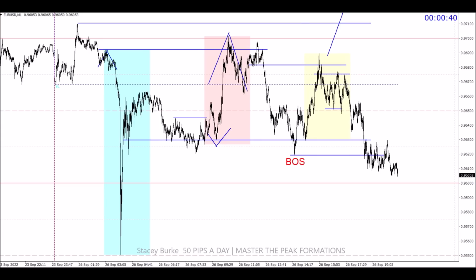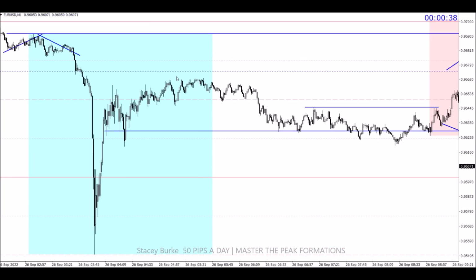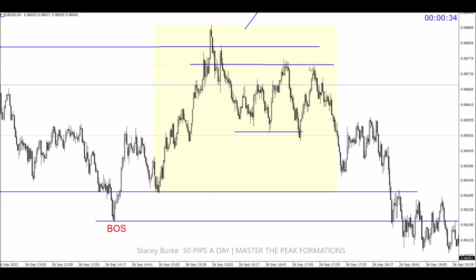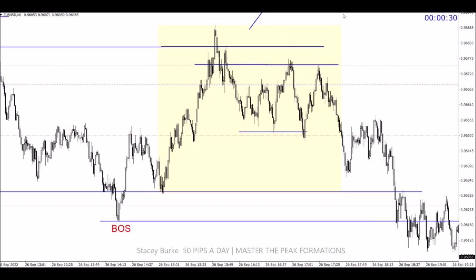This is the acceleration phase. So somebody asked me the other day, how do you tell when a trade's about to accelerate? When it starts to collapse away from the peak formation, that's the acceleration phase.